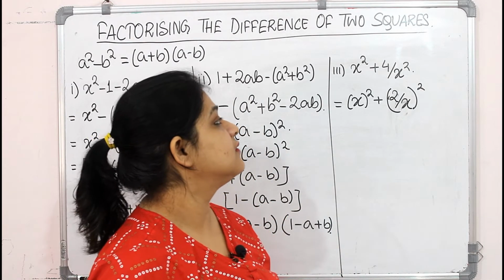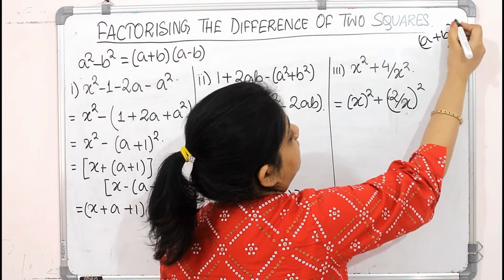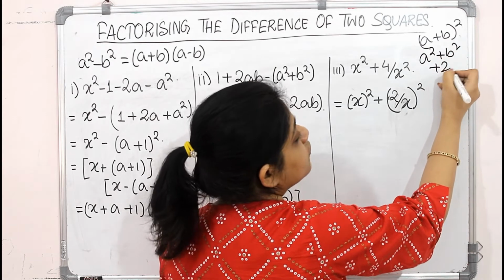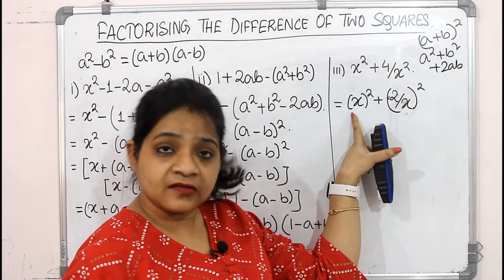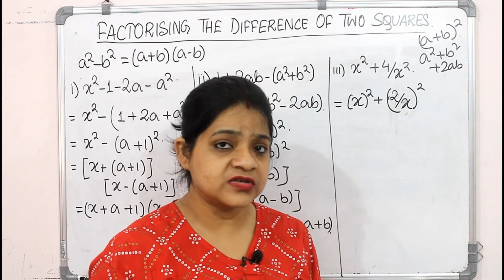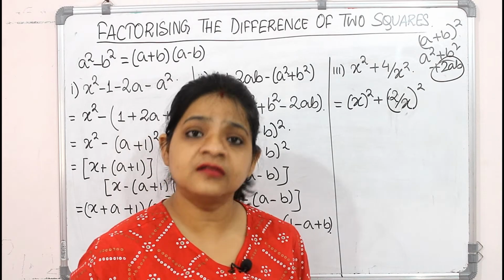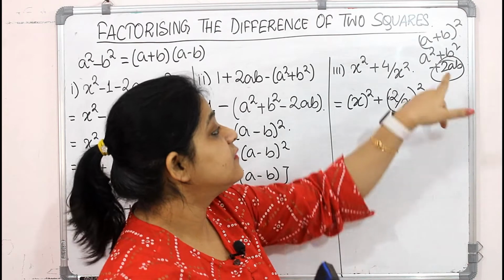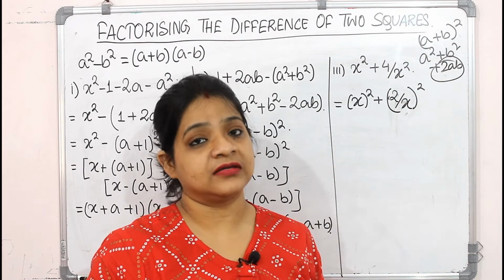So suppose a plus b whole square, if I write it as a square plus b square plus twice ab. Okay, so a square means x square is there, b square means plus 2 by x whole square is there, but this part is missing, right? To form a perfect square, this plus twice ab part is missing. Okay, so you have to add this part.